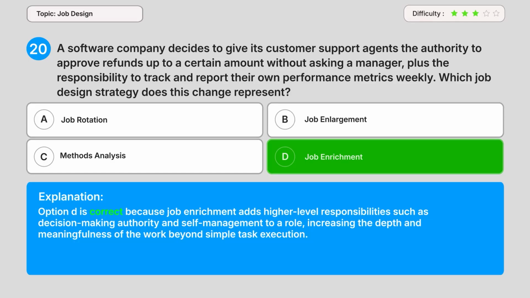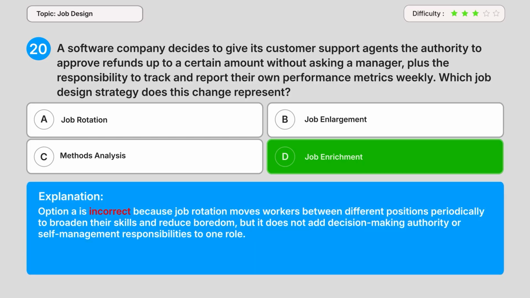Explanation: option D is correct because job enrichment adds higher level responsibilities such as decision-making authority and self-management to a role, increasing the depth and meaningfulness of the work beyond simple task execution.